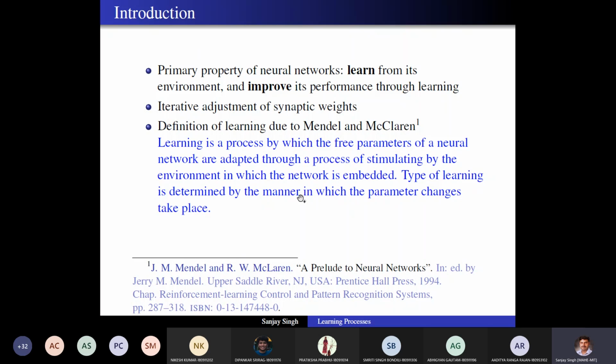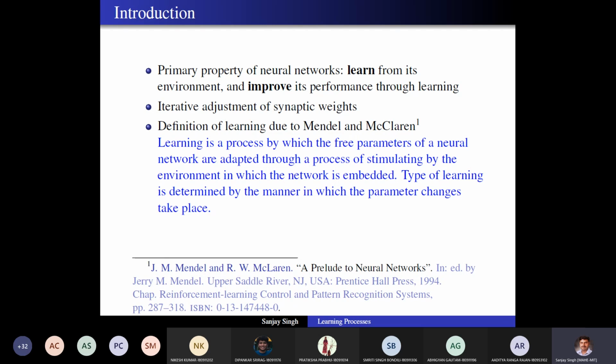See, so here it says that the process of stimulating means things will keep changing by the environment, which is nothing but emulated by the training examples themselves. And in the environment in which the network is embedded, ultimately it means what kind of training data you are subjecting the network to. So it will get embedded for that particular environment. This is what I mean to say.